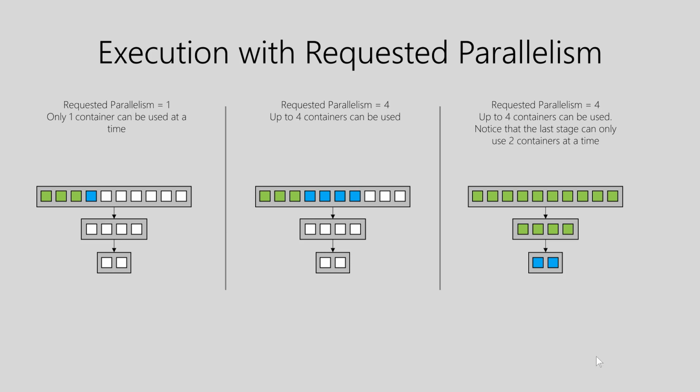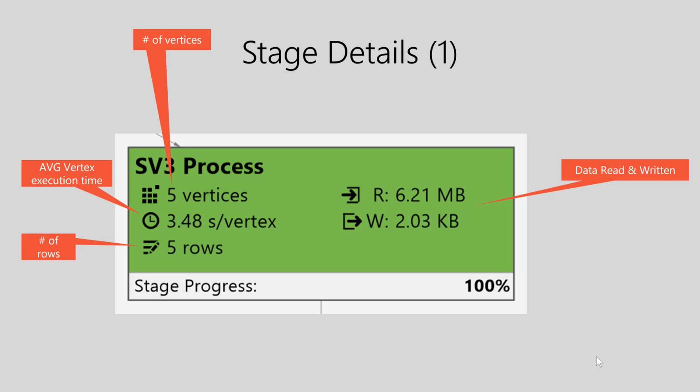And take a look at the last picture, the very bottom. Again, there's a stage where there are only 2 vertices. So even though you've asked for 4 containers, only 2 can be used in that stage. Okay, that's very important to remember, again, that the parallelism that is possible in a job is also dependent on which stage you're in.